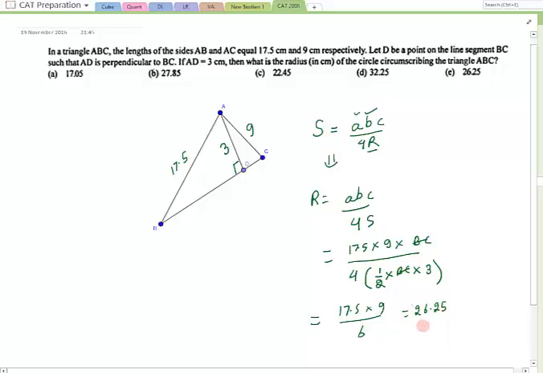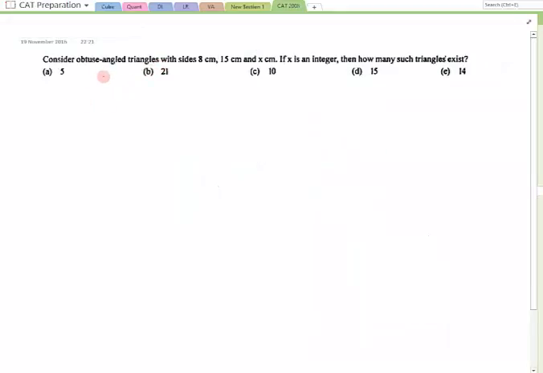Let's look at another question. This was another question on geometry in CAT 2008. So here, this is again regarding length of a triangle, and what we have been given is for an obtuse angle triangle, the two lengths are 8 and 15, and the third one is x. If x is an integer, then how many such triangles exist?